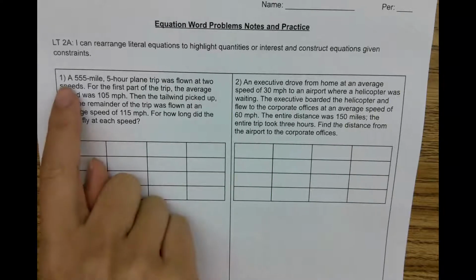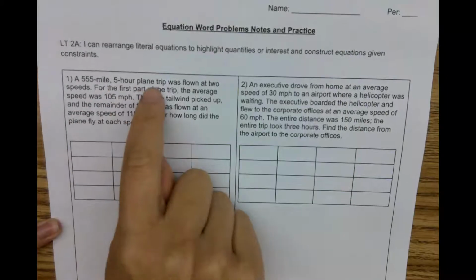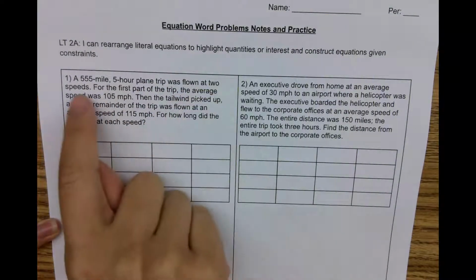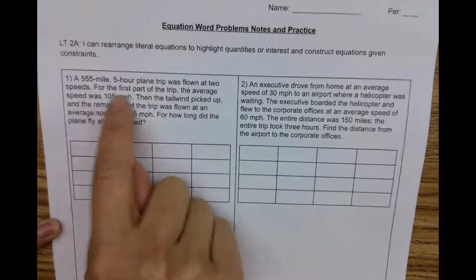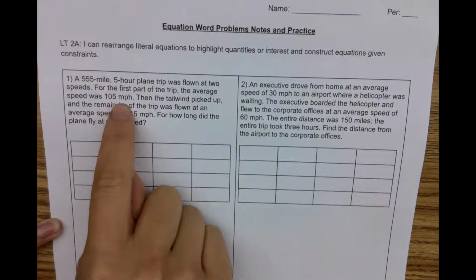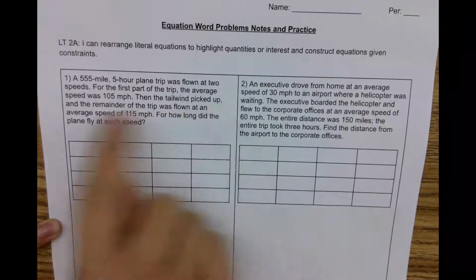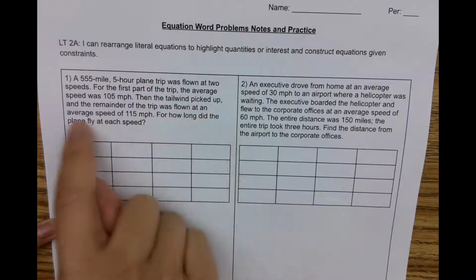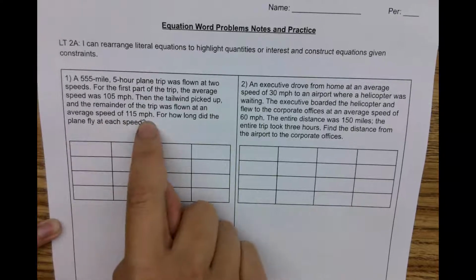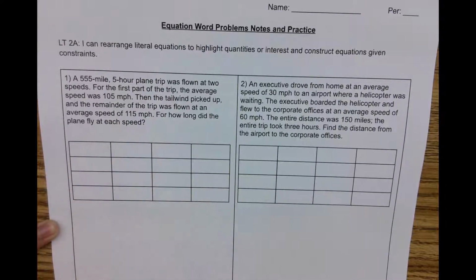Number one here says a 555-mile, 5-hour plane trip was flown at 2 speeds. The first part of the trip, the average speed was 105 miles per hour. Then the tailwind picked up, and the remainder of the trip was flown at an average speed of 115 miles per hour. For how long did the plane fly at each speed?